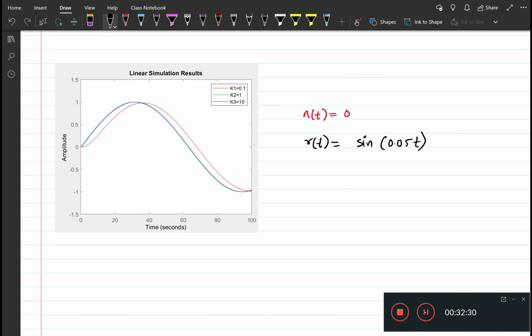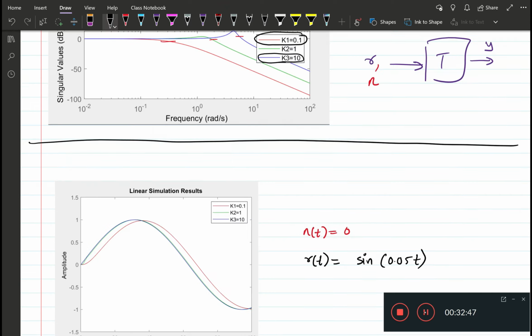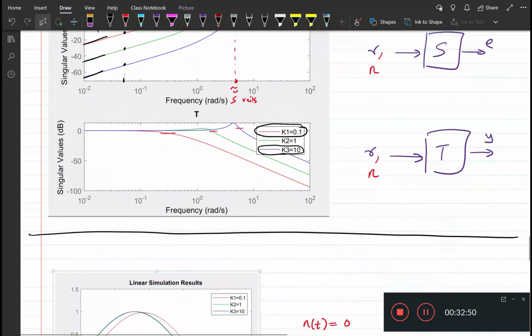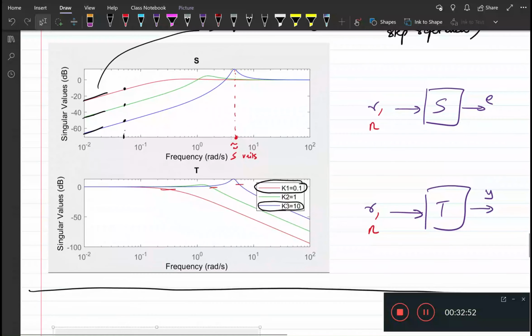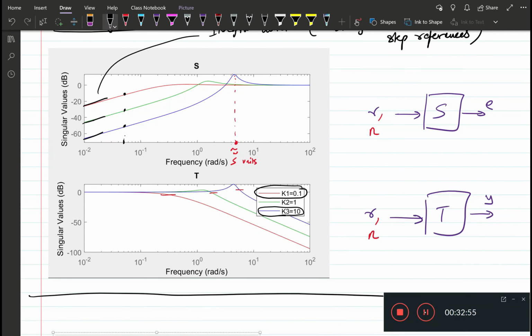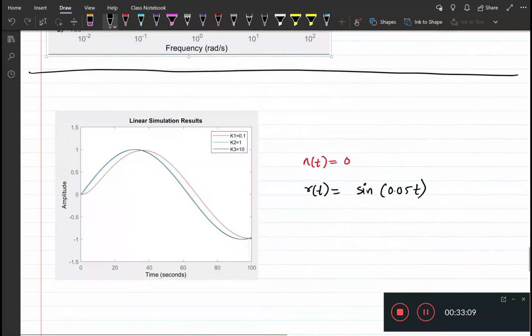You have this reference, and what we see is that the red curve is not quite tracking the reference as compared to the blue and the green curves, and that's because of what we just saw here. This frequency is 0.05, so this is 0.1, so somewhere here. And we saw that for the blue curve, which is a high value of gain, the error is much lower than the error when k is equal to 0.1, and that's what you see here.